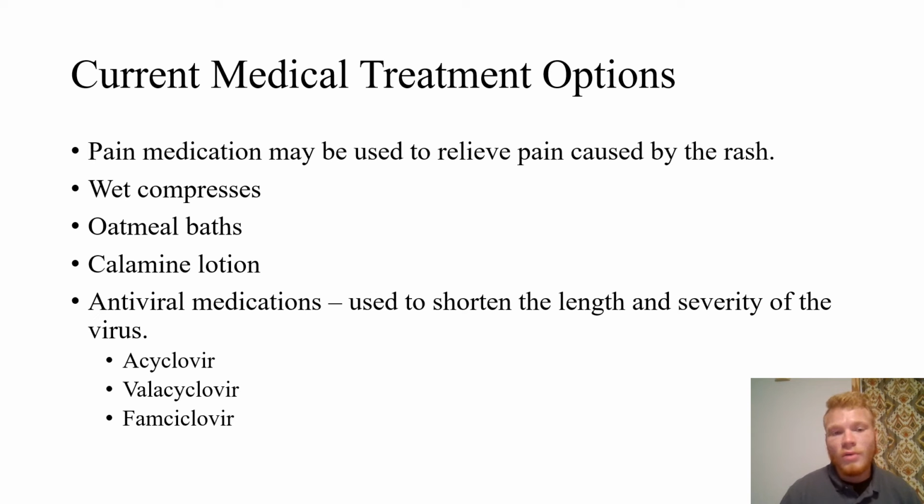Calamine lotion does the exact opposite of oatmeal with the whole hydration thing. Calamine lotion actually dries out the area, so this would be best used when the blisters are on the skin, because it will dry up some of the leaking and the weeping that comes out of the blisters. Antiviral medications, I've listed some down here. Typically that will help shorten the time period of the ulcer bases.